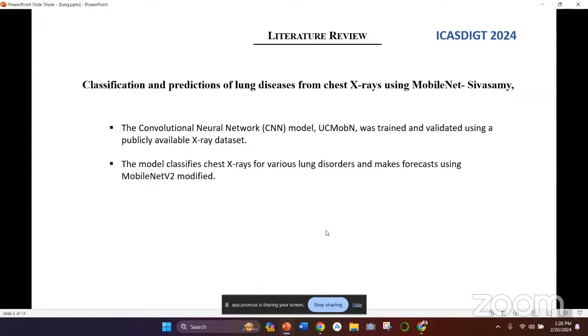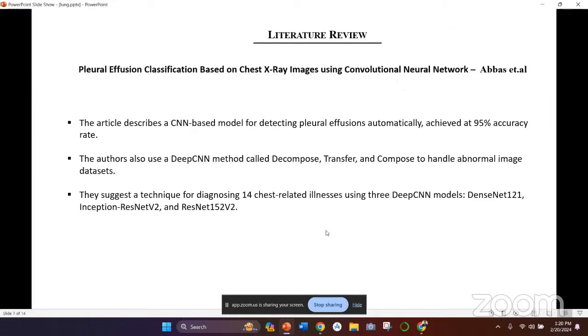Classification and other researchers work on these topics: classification and prediction of lung disease from chest X-ray using MobileNet. The convolution neural network CNN model was trained and validated using a publicly available X-ray dataset. The model classifies chest X-ray for various lung diseases using a MobileNet modification. The efficiency of classification is based on X-ray images using a convolution neural network.